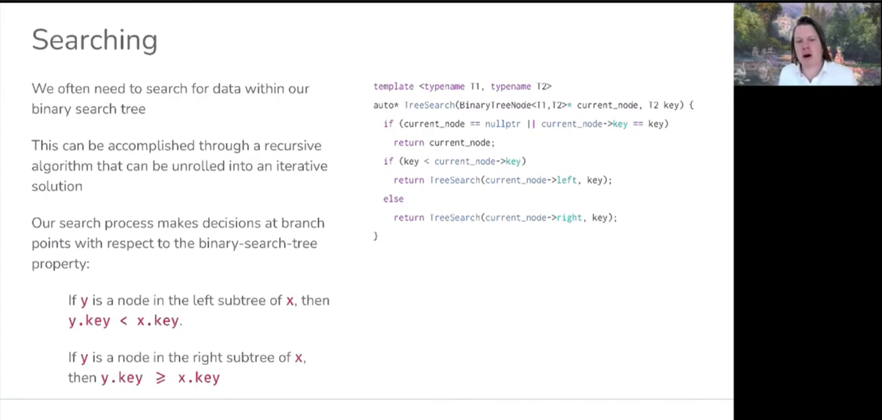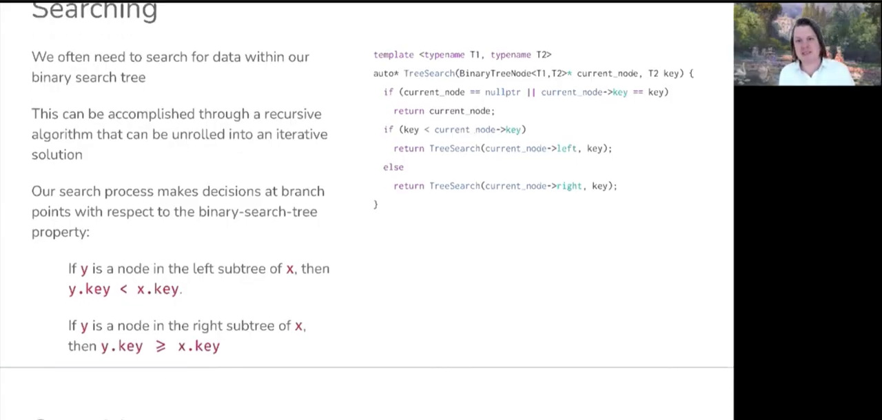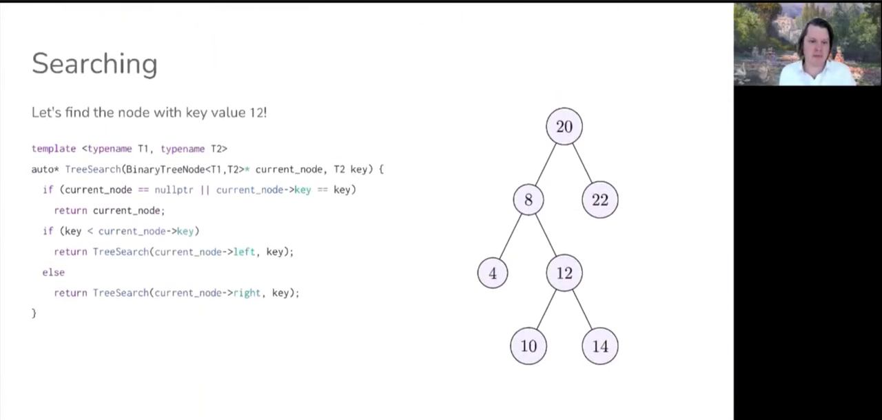So our search process is going to have to make decisions at branch points with respect to the binary search tree property. If Y is a node in the left subtree of X, then Y's key is less than X's key. If Y is a node in the right subtree of X, then Y's key is going to be greater than or equal to that of X. So let's look at our recursive solution. And before I even look at the code, let's go ahead and say this. We're going to start from the root.